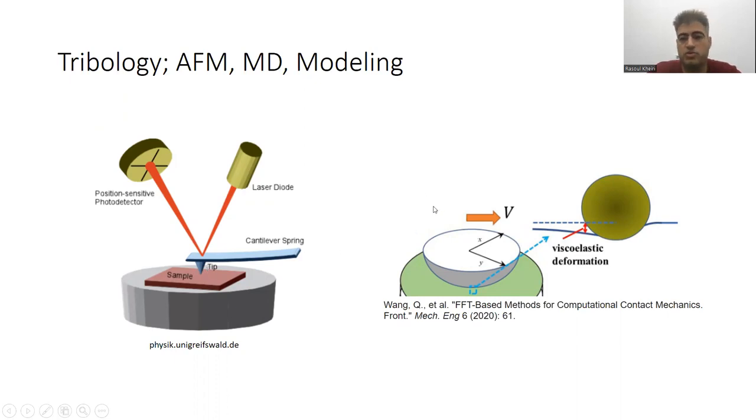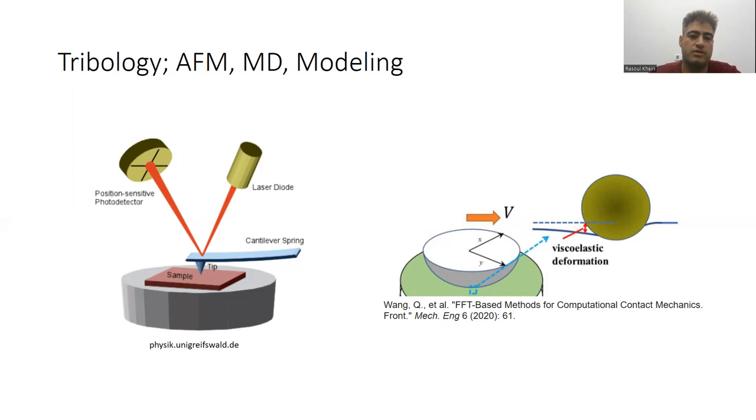Alternatively, people use modeling and molecular dynamic simulations for these models. Experimental tools, molecular dynamic modeling and mathematical modeling can help us to understand the phenomenon better.